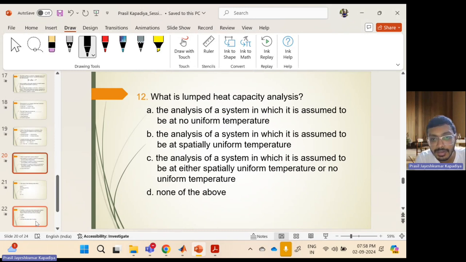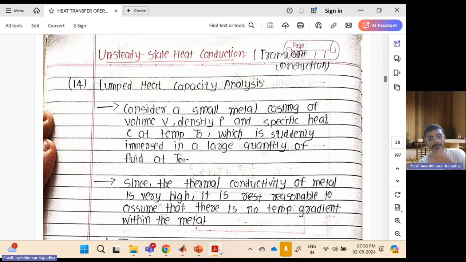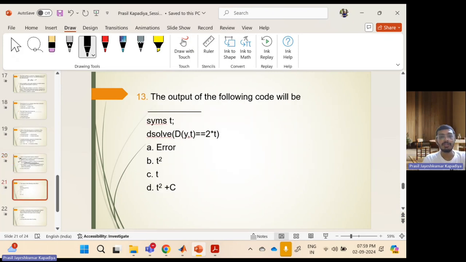We just check what is lumped heat capacity analysis. Let's see the options. The analysis of a system in which it is assumed to be at non-uniform temperature. No, this is not the case. So this is not the answer. Next one. The analysis of a system in which it is assumed to be at spatially uniform temperature. This is the correct one. This is what is written: since the thermal conductivity of the metal is very high, it is reasonable to assume that there is no temperature gradient within the metal. So the temperature of the metal remains constant, which means that spatially uniform temperature is there in the metal. Okay. Now let's move on to question number 13.